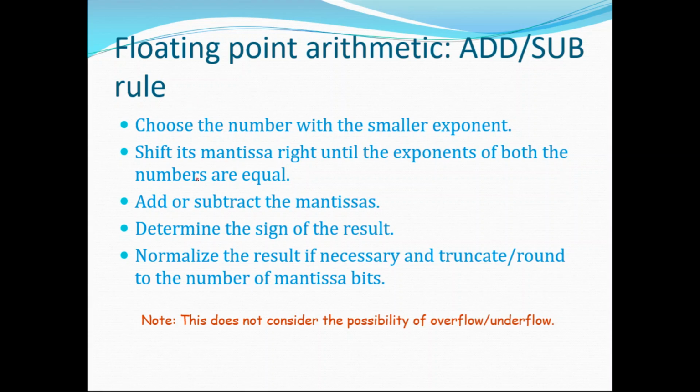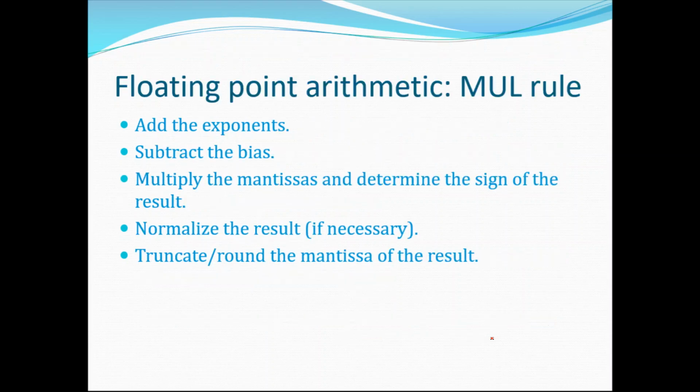So whatever we have discussed, that rule is listed here. This is for addition and subtraction. Choose the number with the smaller exponent, shift its mantissa to the right until the exponents become equal, add or subtract the mantissa, determine the sign of the result, and normalize the result if necessary. Normalizing means adjusting the exponent by shifting left or shifting right. Here we are not doing the overflow or underflow. Sometimes if the number is bigger, it may create overflow. If it becomes very small, it may create underflow.